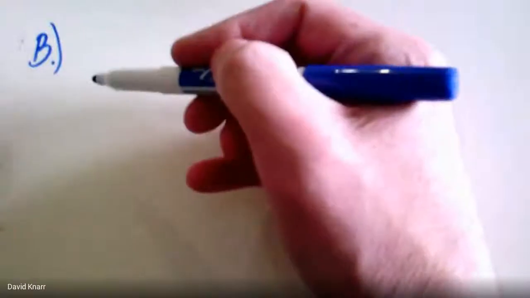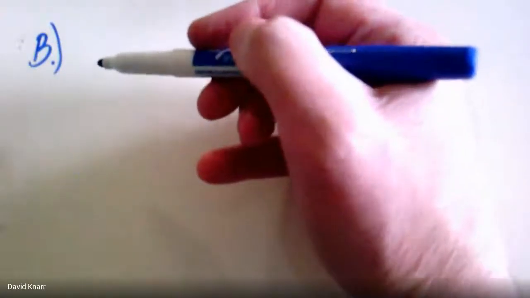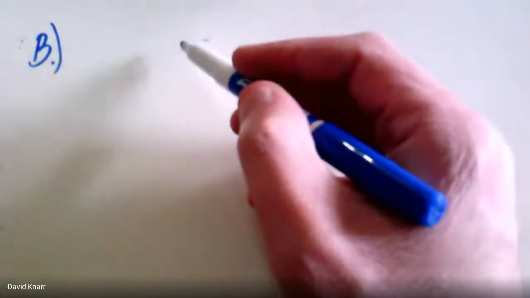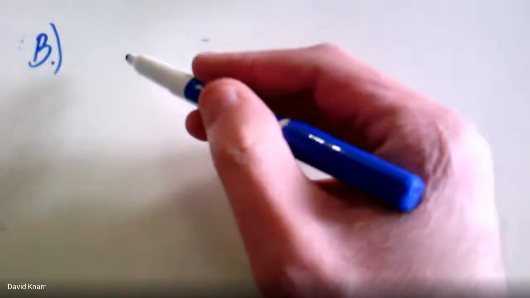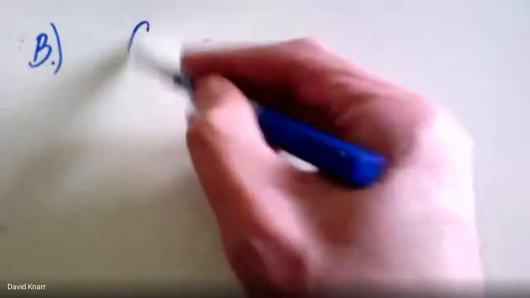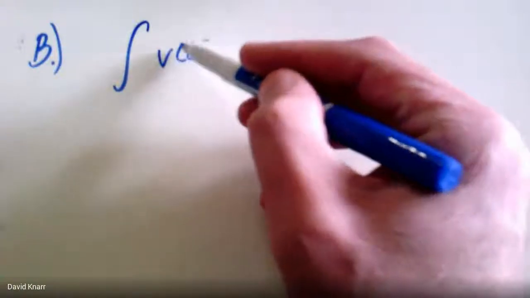Let's look at letter B. In letter B, it wants you to find the average velocity for the particle over the time interval 0, 6. To calculate the average velocity, think about your units. That means your units, when you're all done, have to be in meters per second, right? Feet per second, whatever it is. So you're going to have to integrate v of t dt.